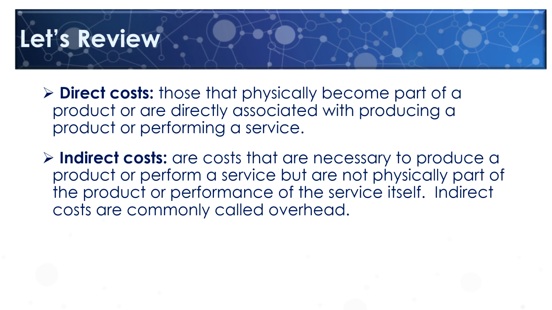Let's begin with a quick review. Direct costs are costs that physically become part of a product or are directly associated with producing a product or performing a service. Indirect costs are necessary to produce a product but cannot be traced directly to one product. They are commonly called overhead. For example, direct materials and direct labor are direct costs. Factory rent, utilities, and supervisor salaries are indirect costs.